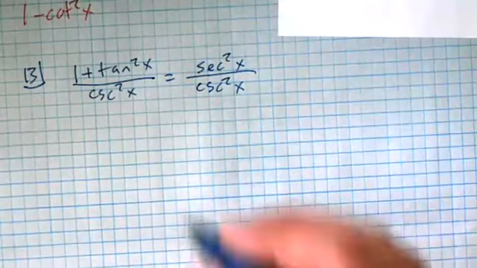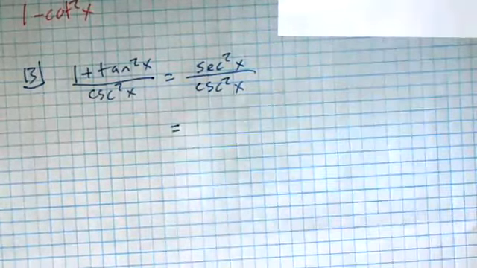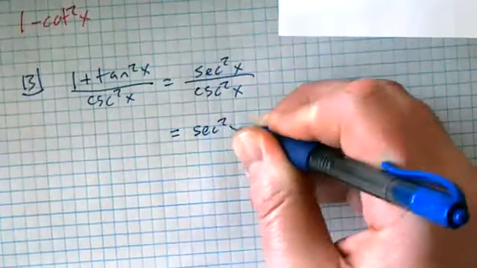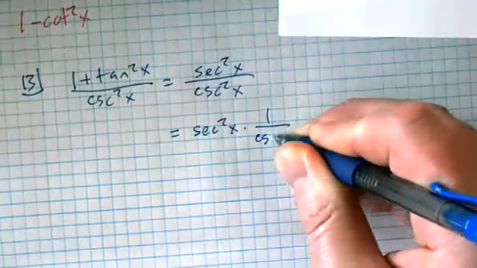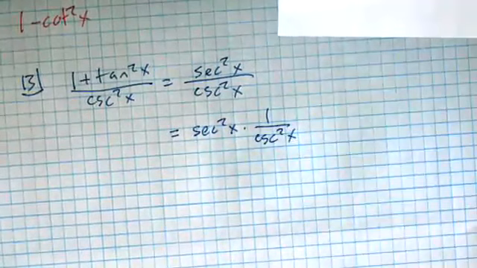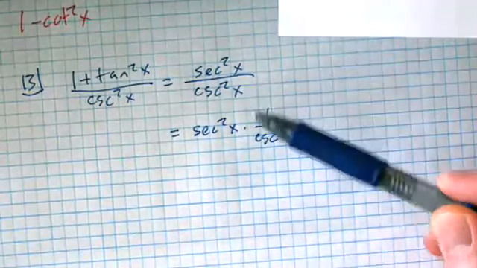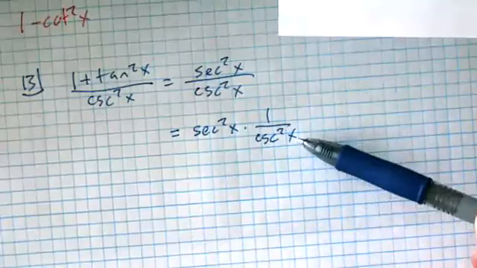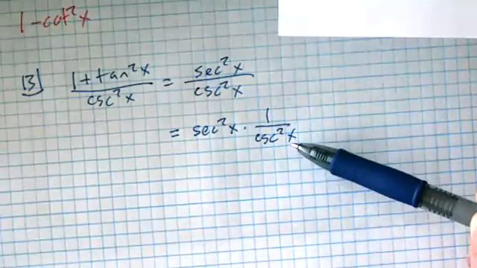So my next move might be, and think about doing this if you ever get stuck with a fraction like this: secant squared x times 1 over cosecant squared x. If you ever get stuck and you've got a fraction situation, instead of dividing by cosecant squared, we're going to multiply by the reciprocal of cosecant squared. Sometimes doing this is going to help you see a move that you might miss otherwise.